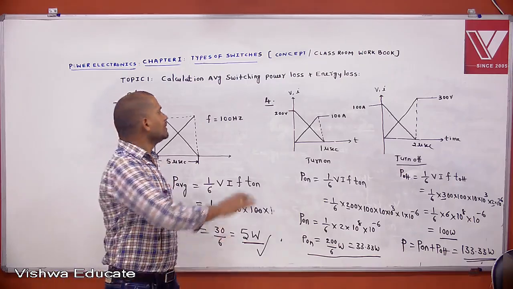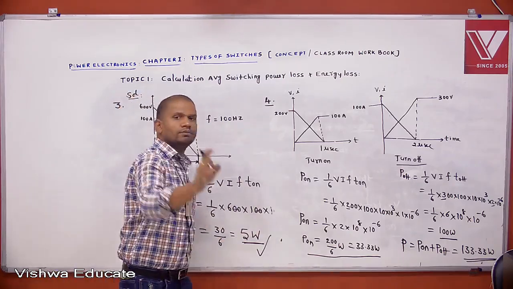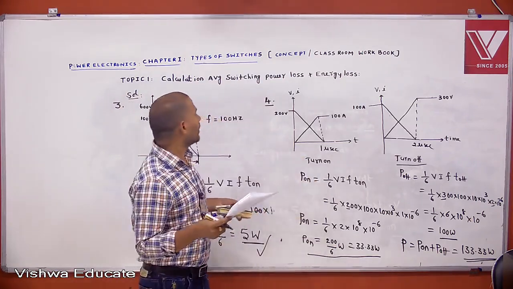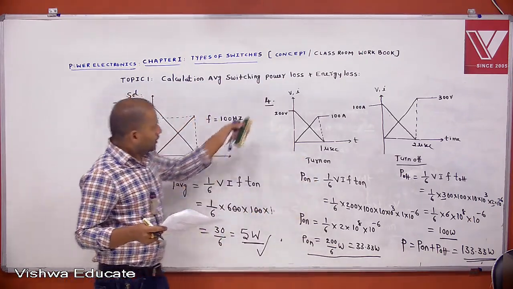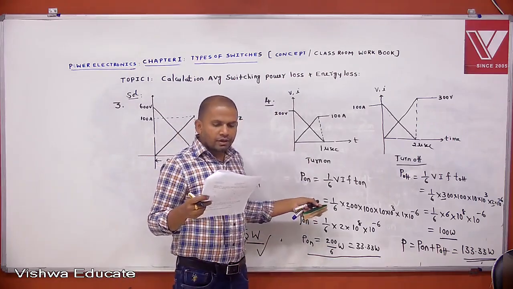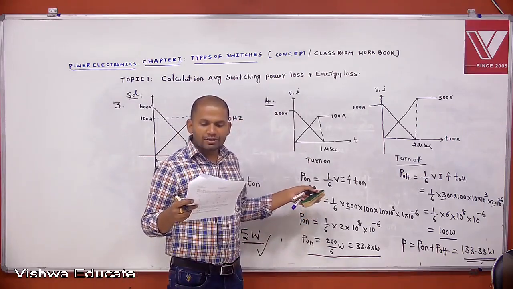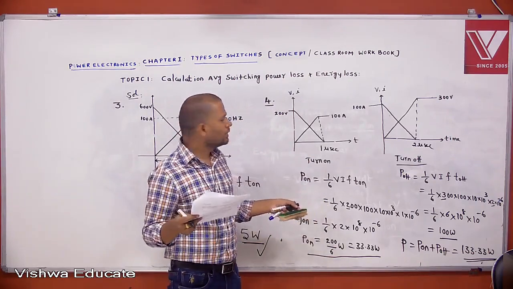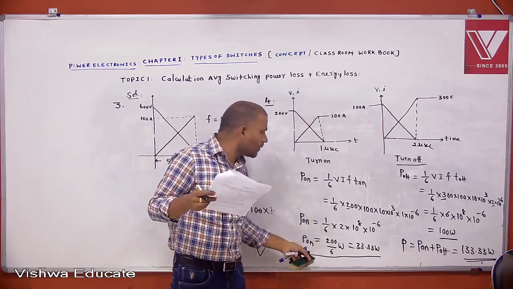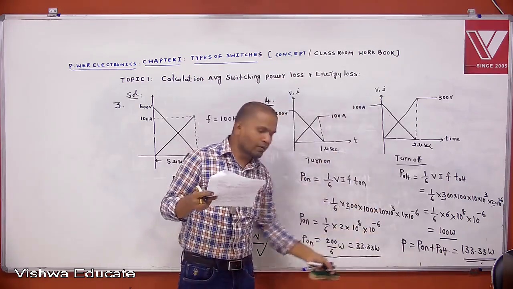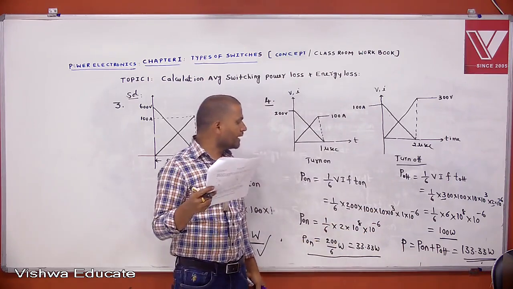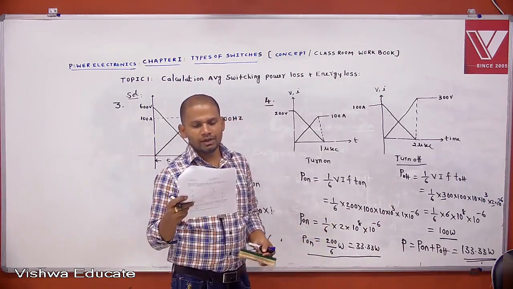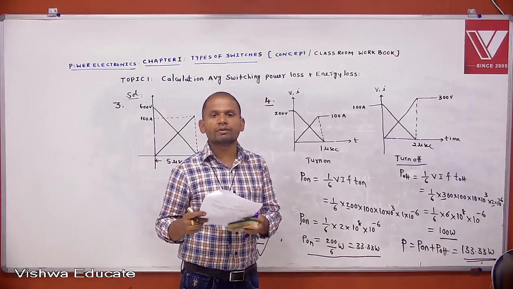Yes, this is the fourth question in the classroom workbook, in topic 1. You calculate. It is asked as power loss, not on-state or off-state. Power loss means you calculate total power loss. Here I calculated on-state power loss and off-state power loss separately, then added those two, and we get total power loss equal to 133.33 watts. That is the fourth problem in topic 1.